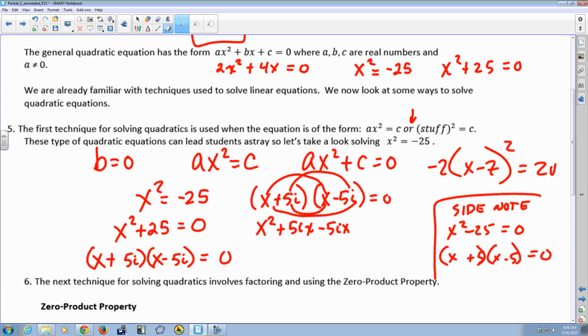The signs are different, so I have a subtraction, and I get 5 times 5, which is 25, and i times i, which is i squared. Well, just like this multiplication over here, if I checked it, you always lose your middle term. Those will always be opposites, like that. So now what are you left with? x squared minus 25i squared equals 0.